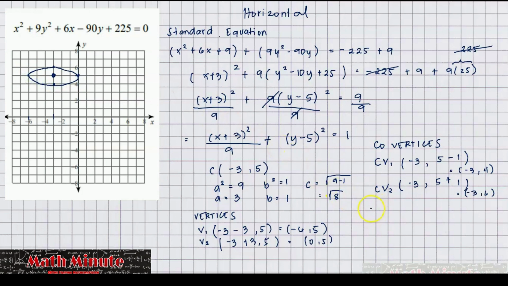And let's locate the foci. So for the foci, you will have f sub 1 and f sub 2. You can just simply have negative 3 minus the square root of 8, negative 3 plus square root of 8, then just copy the value of k. So that's it. So this will be all the answers for your example number 2. Let's proceed with your last example.